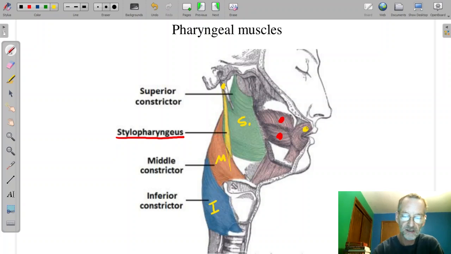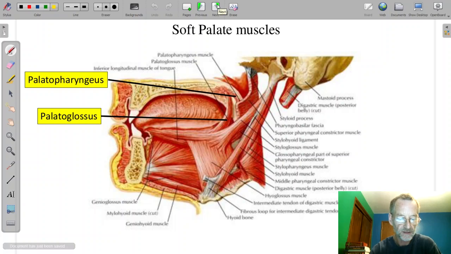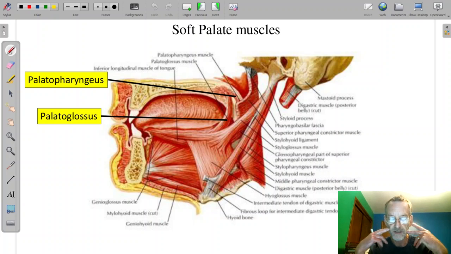Okay, next slide. Soft palate muscles have the Palatopharyngeus and the Palatoglossus. And these also form the fascial pillars in the back of the oral cavity. I believe that those are talked about in your course where you discuss the oral cavity. So again, the name tells you where they are running from.